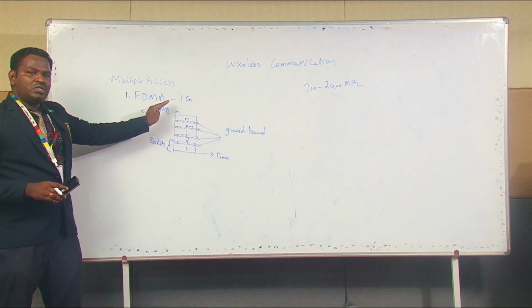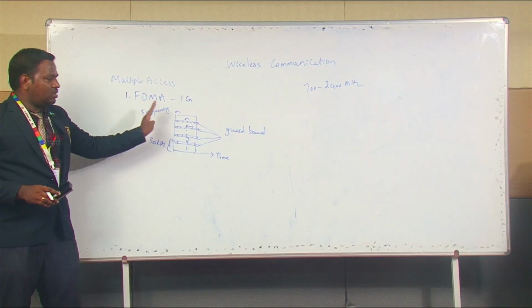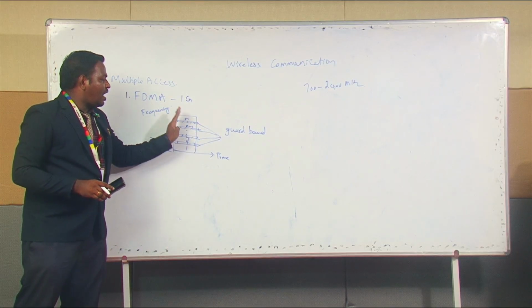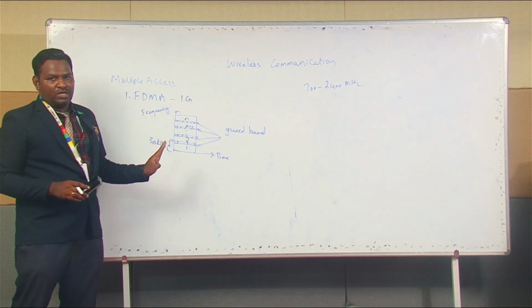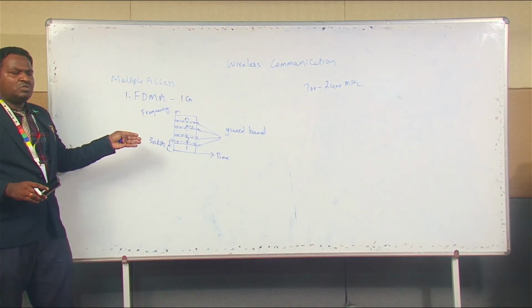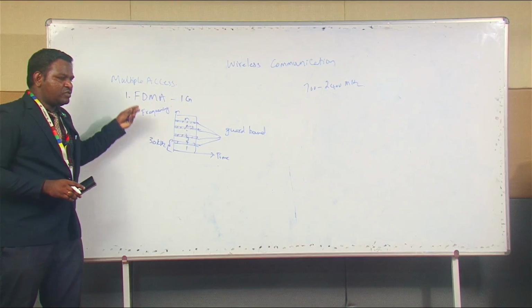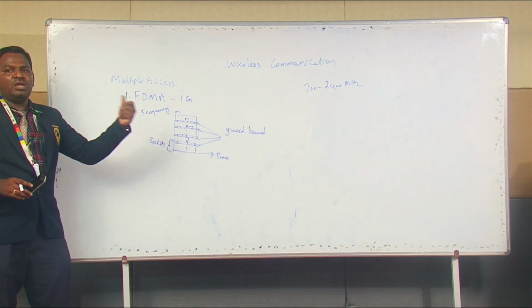Again, it comes under 1G mobile communication, which is the analog type of mobile communication, and the bandwidth used here is very narrow, something like 30 kilohertz. So, this is the basic multiple access technique. This is how, in the first generation, the mobile companies allocated their spectrum to individual users.